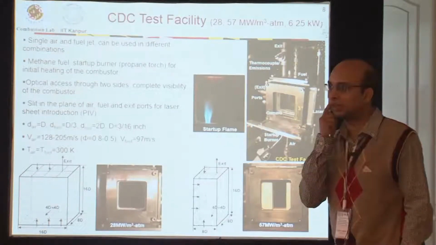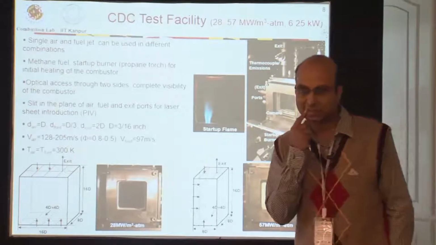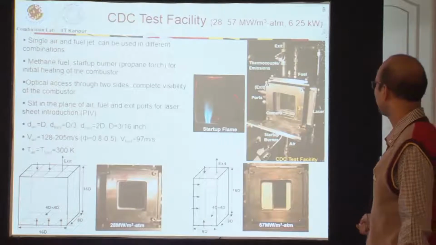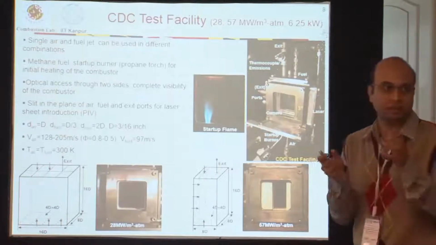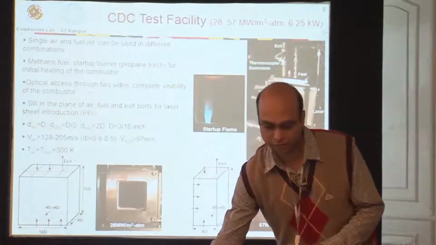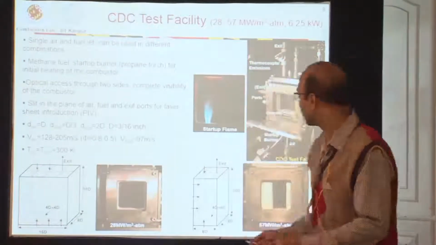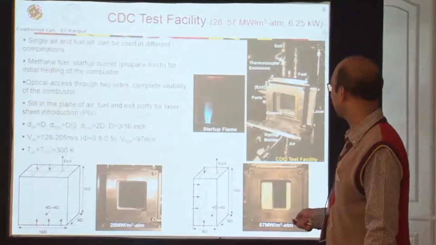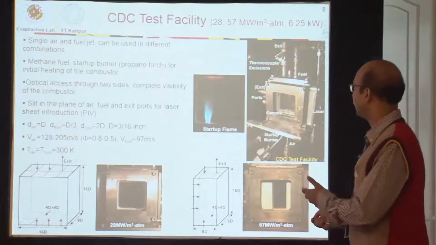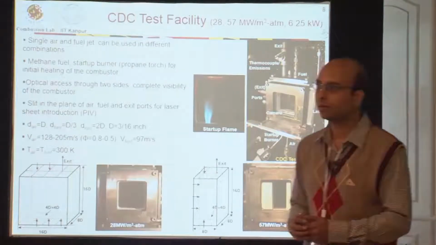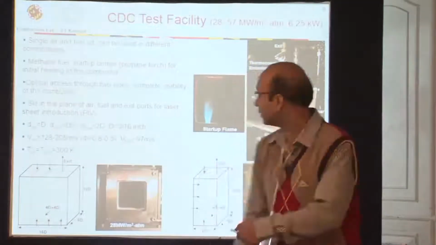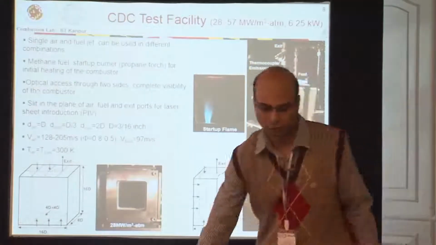One thing to note here is that this combustor does not support direct injection. So you need to have a pilot flame, a startup flame initially, and then you slowly transition into this direct injection CDC mode. In all the cases, your air and fuel temperatures are at room temperature, and to vary the equivalence ratio, I am varying the air mass flow rate. I am keeping the fuel mass flow rate constant, and all are at 6.25 kilowatt.